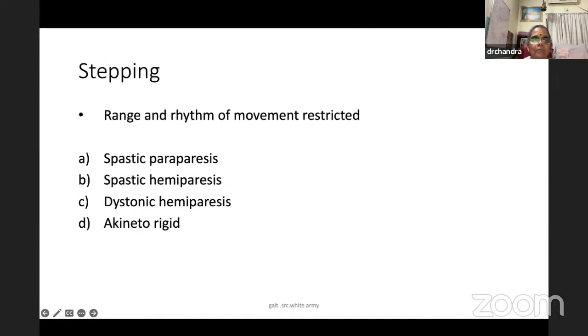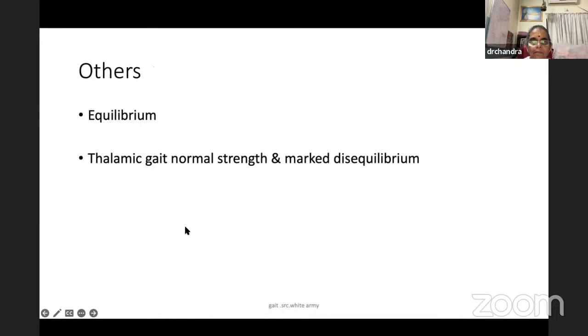And stepping is one where when one leg is extended, the other should flex. That is lost when the long latency reflex afferents are lost. That is seen in spastic paraparesis, spastic hemiparesis, dystonic hemiparesis, and akinetic syndromes. And next is equilibrium, that is cerebellar and vestibular. So there is side to side swaying or reeling. And thalamic gait is normal strength but marked disequilibrium and bizarre gait.